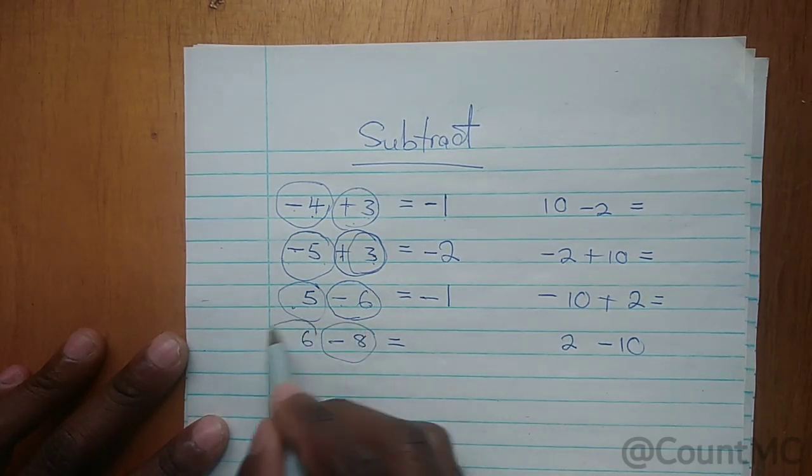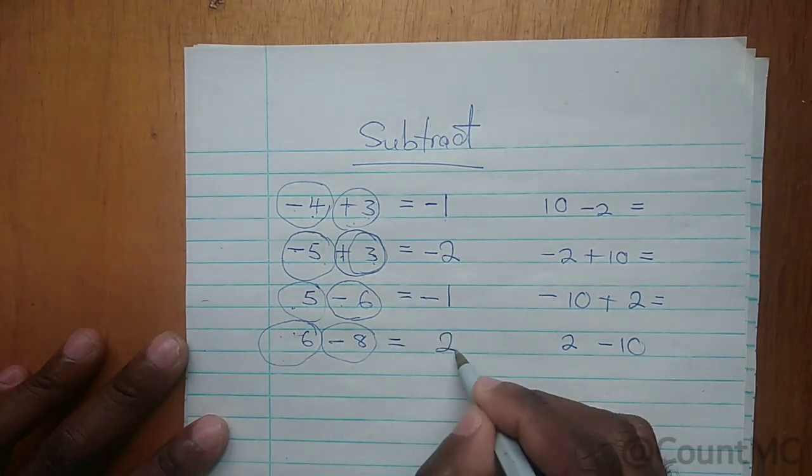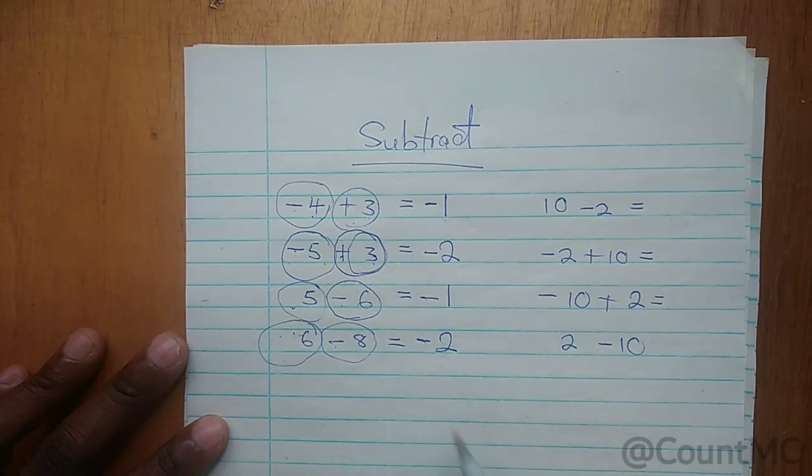So this is a plus 6, this is a minus 8. The signs are different, so we ignore them. And we say 8 minus 6 is a 2. What's the sign of the big number? It's minus.